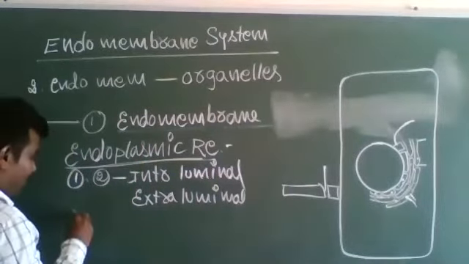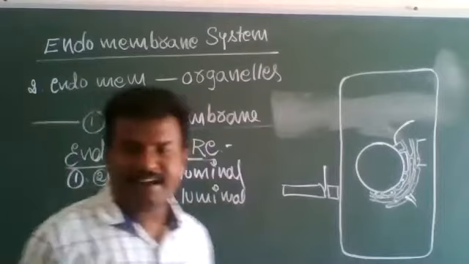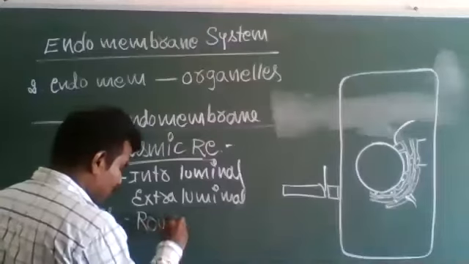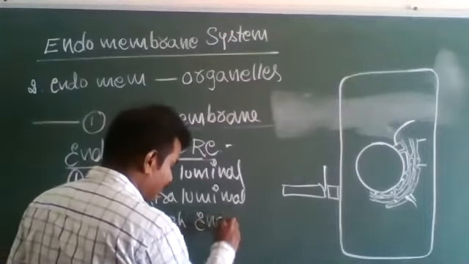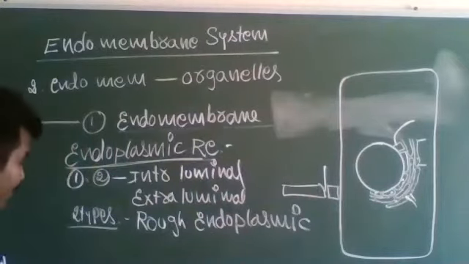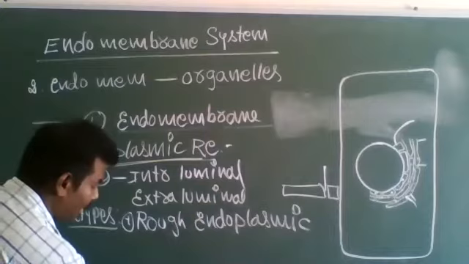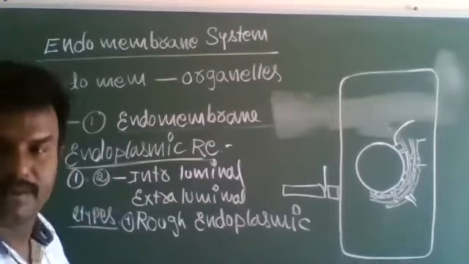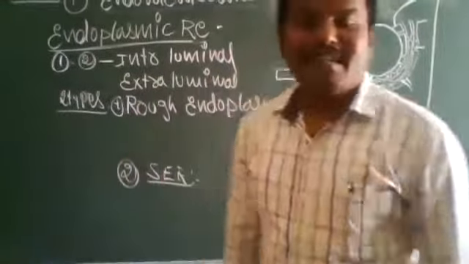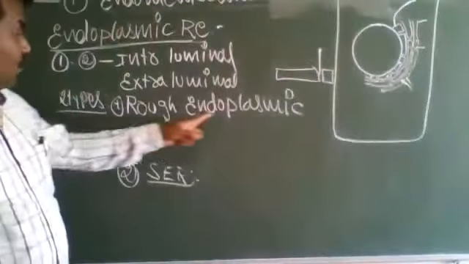Endoplasmic reticulum is divided into two types. One is the rough endoplasmic reticulum. Another one is the smooth endoplasmic reticulum. See here, rough endoplasmic reticulum.